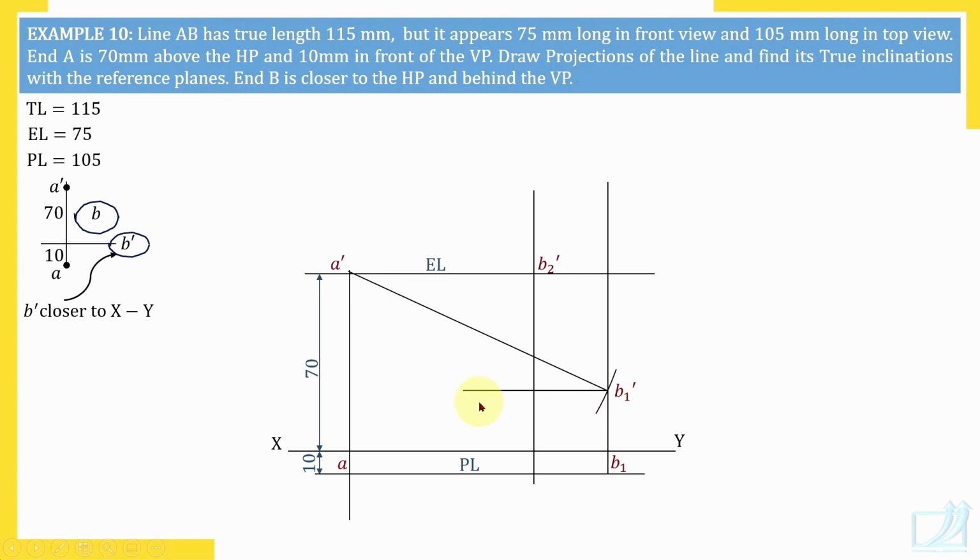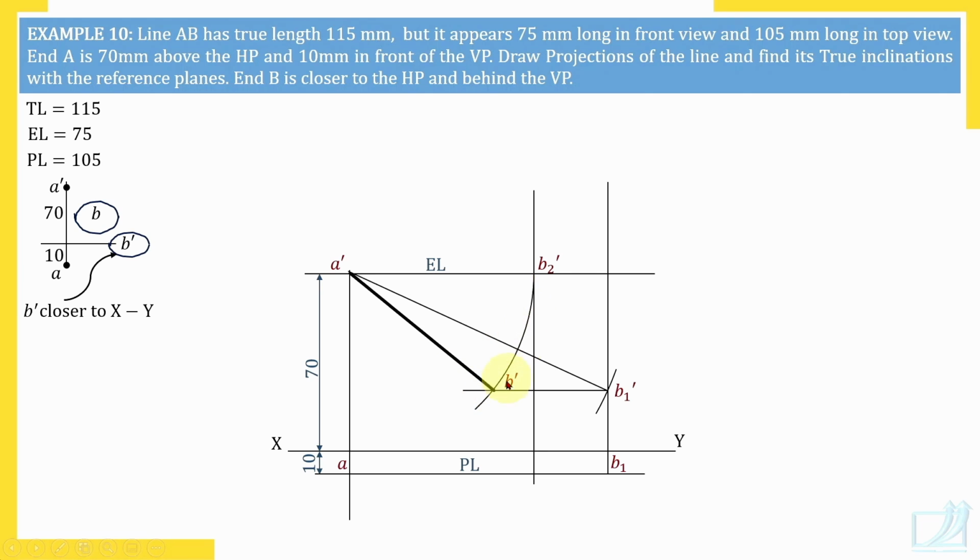On this line somewhere point B dash is. B dash and B1 dash lie on a horizontal line. Now there are horizontal vertical lines through all labeled points. So use compass and rotate EL. And we got B dash. Join A dash B dash. A dash B dash, that is actual front view of the line.